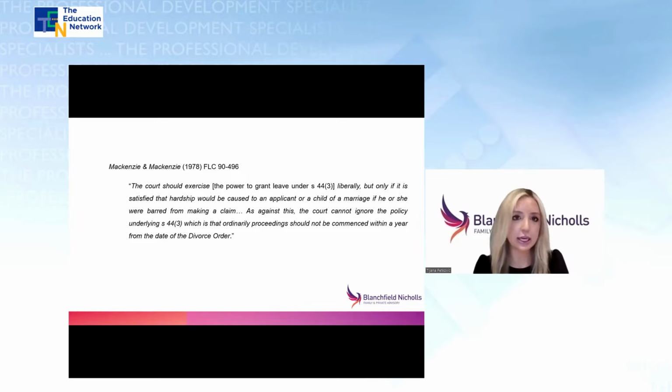As stated in the decision in Mackenzie and Mackenzie, the court should exercise the power to grant leave under section 44, subsection 3 liberally, but only if it is satisfied that hardship would be caused to an applicant or a child of a marriage if he or she were barred from making a claim. As against this, the court cannot ignore the policy underlying section 44.3, which is that ordinarily proceedings should not be commenced within a year from the date of the divorce order.